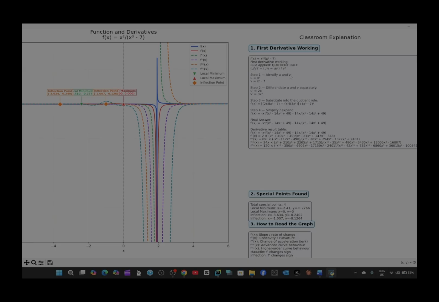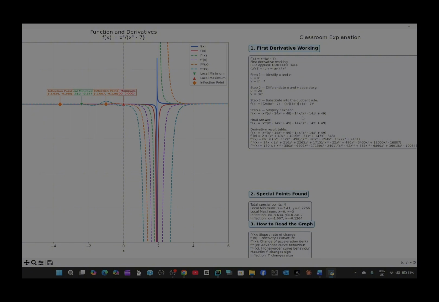So step 1, identify u and v. u is x squared, v is x cubed minus 7. Step 2, differentiate u and v separately. Take the first derivative of each. Step 3, substitute in the quotient rule. Substitute in the quotient rule, divided by v squared. You know, the quotient rule: (u'v minus uv') divided by v squared. Substitute. Then you simplify and expand it. That's what you end up with here. You already expanded and simplified, right? Done. This is the final answer.